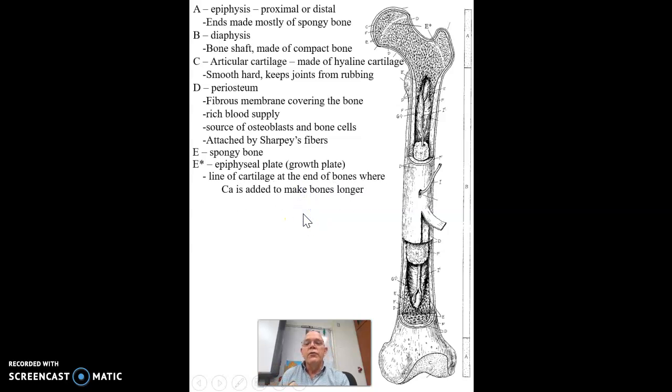All right, so this is a line of cartilage at the end of bones where calcium is added to make the bones larger, okay? I am going to have to stop right there because we're about to get to the end of this. And so we will continue with another video momentarily.